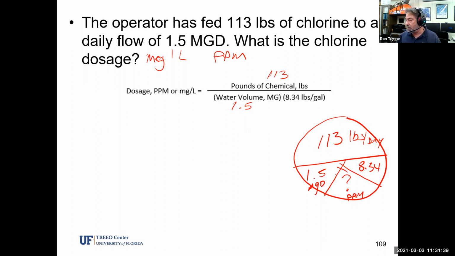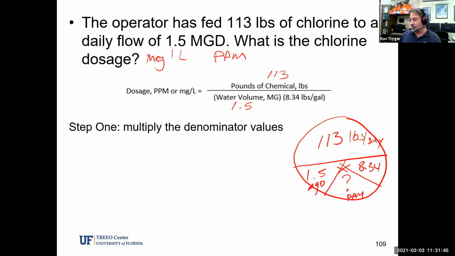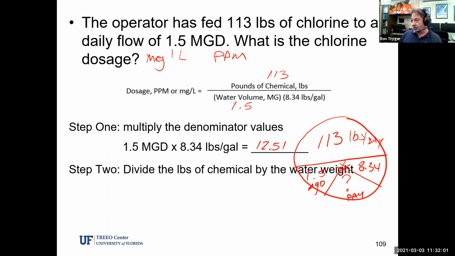So remember, multiply the two numbers together first on the bottom half. So let's take a look. We multiply the denominator values. We said 1.5 times 8.34. What does that come out to be? 1.5 times 8.34 gives us 12.51 as my denominator. So now we're going to divide the pounds of the chemical by that water weight, which is 12.51. So 113 divided by 12.51, and I'm coming up with 9.03 parts per million.